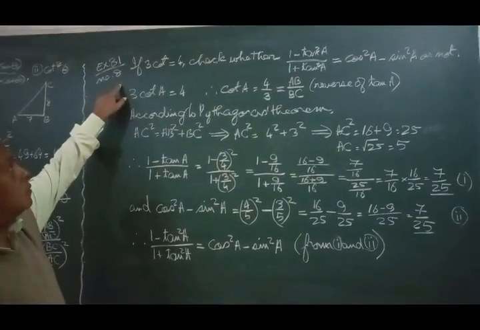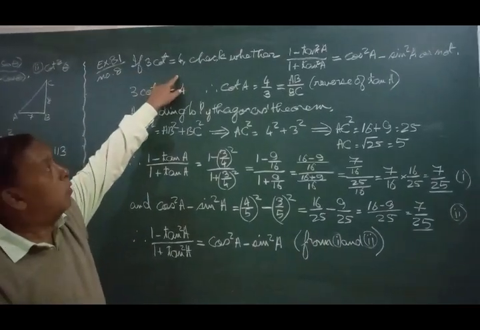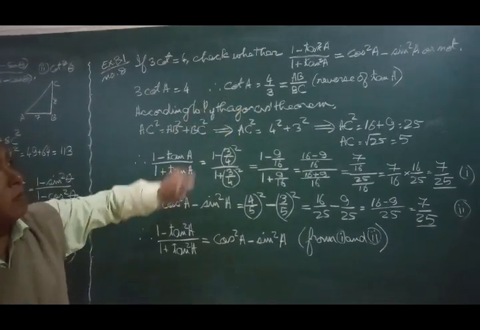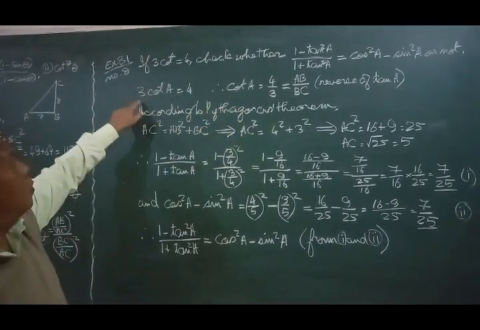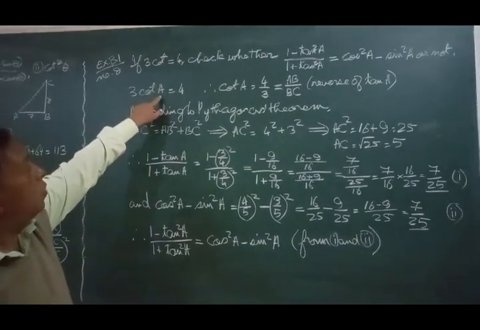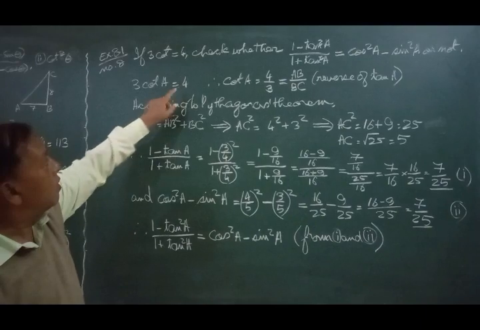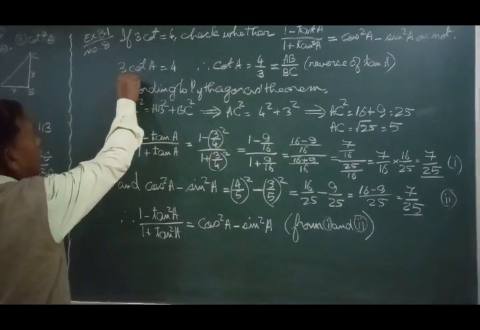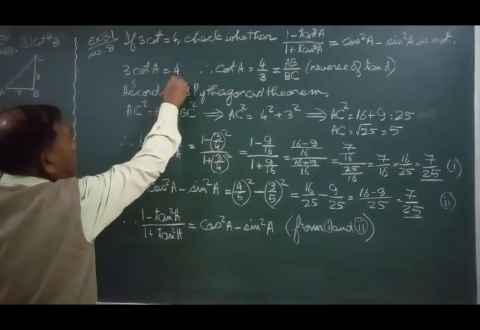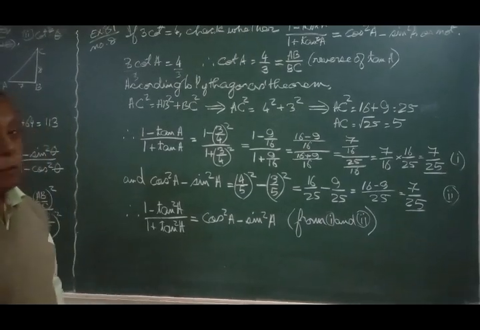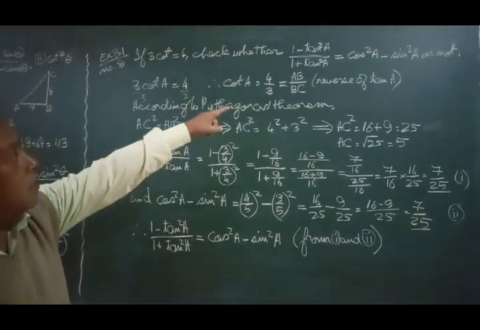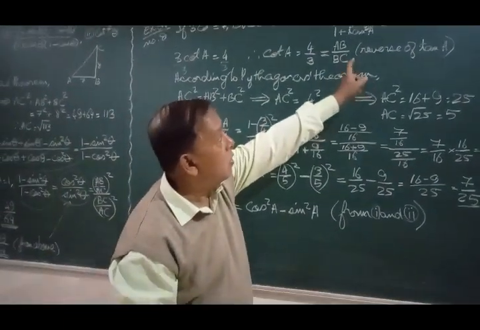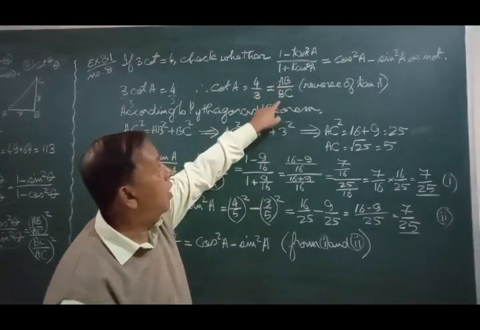Question number 8. 3 cot A is equal to 4. Check whether the equation is correct or not. Now we are given 3 cot A is equal to 4. So divide by 3 on this side, and therefore here also 3, and that's how you get cot A equal to 4 upon 3. And then, what is cot? Cot is the reverse of tan, cot is AB upon BC.